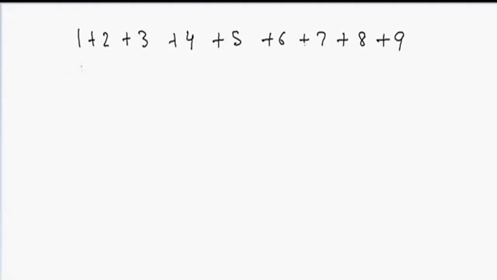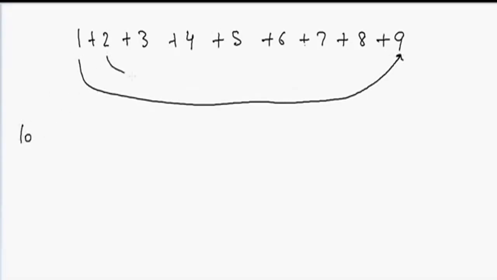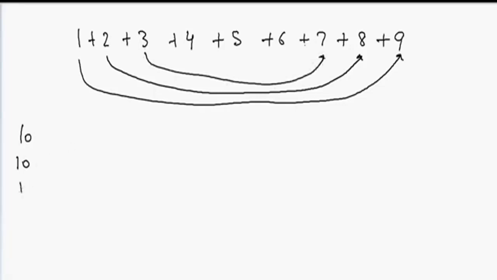If we look carefully, we can add 1 and 9 here, so we'll get a 10. Then we can add 2 and 8, so we'll get another 10. Then we can add 3 and 7, another 10. Then we can add 4 and 6, one more 10, and then we are left with a 5, which is half of a 10, so 10 divided by 2. So in total we have 4 tens and half of a 10, so that's 4.5 into 10.